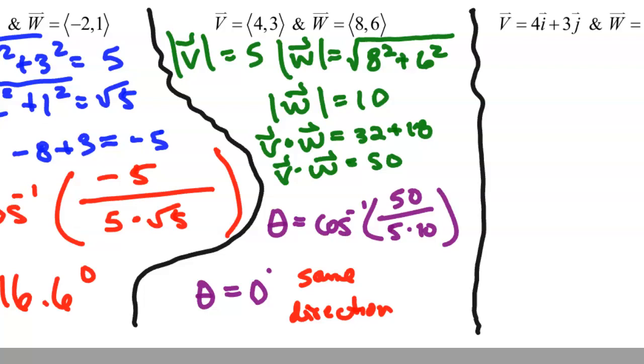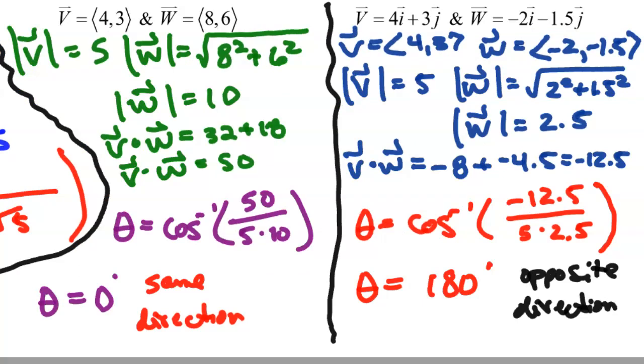Okay, I'm going to pause it and do the last example. In this last example, everything was in i's and j's, so 4i plus 3j is really just 4 comma 3, and negative 2i minus 1.5j is negative 2 comma negative 1.5. I figured out their magnitudes. I did their dot products. I did theta is inverse cosine of negative 12.5 over 5 times 2.5. I got 180 degrees. These two vectors are going in opposite directions.